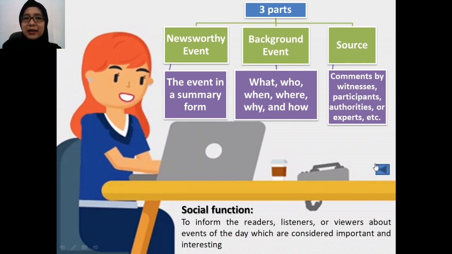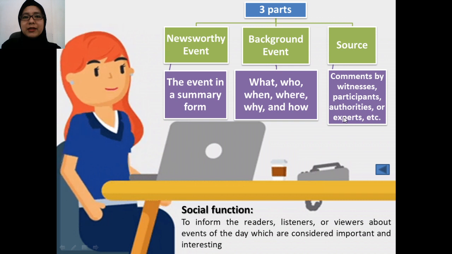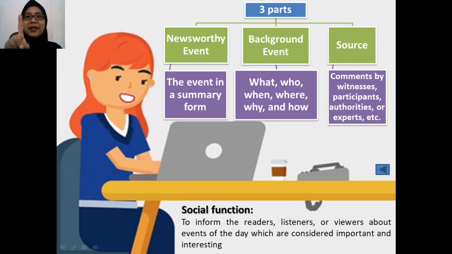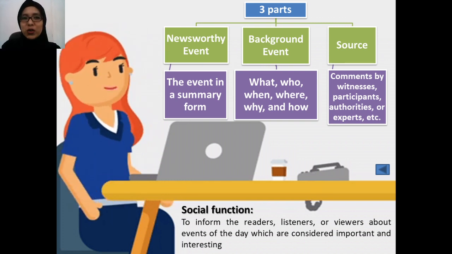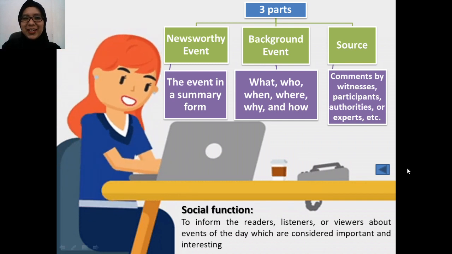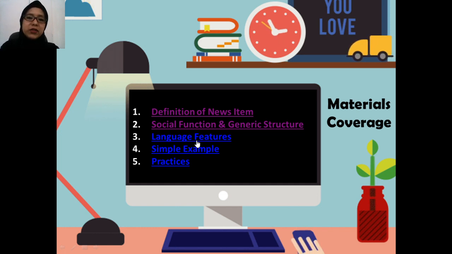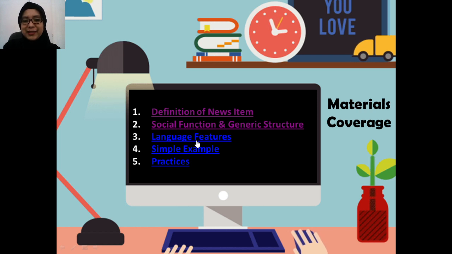Alright? Kita ulang ya. What are the parts of news item? Number 1, NE, newsworthy event. Number 2, BE, background event. And then number 3 is source. Excellent. Okay, let's move on to the next one, which is language features. Okay, language features, fitur bahasa, sudah pasti agak sedikit teknis. Siap ya?